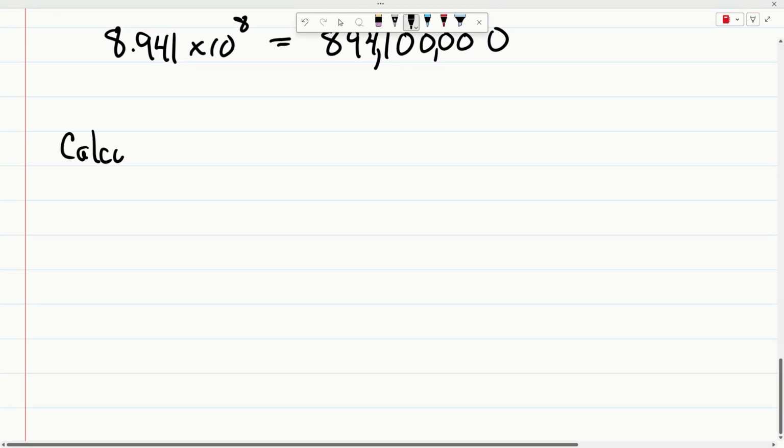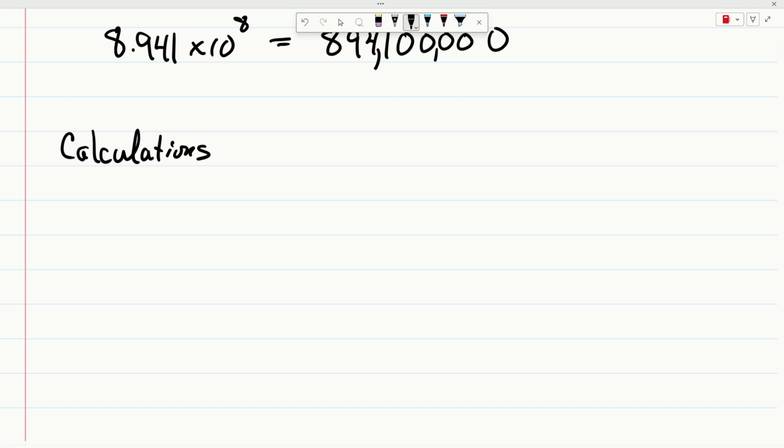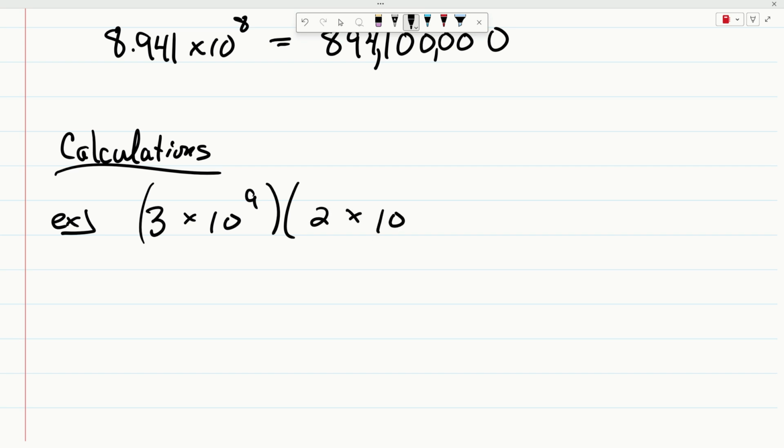All right. So what about doing calculations with scientific notation? Well, it's beautiful, actually. To be honest with you, it's very simple. All right. So let's say we had the following. And we'll start very simple. First, we're going to do 3 times 10 to the 9th multiplied by 2 times 10 to the negative 3.